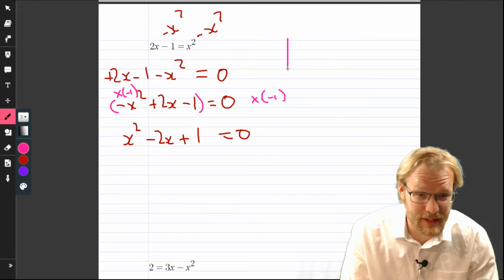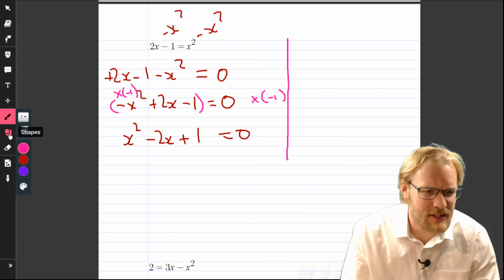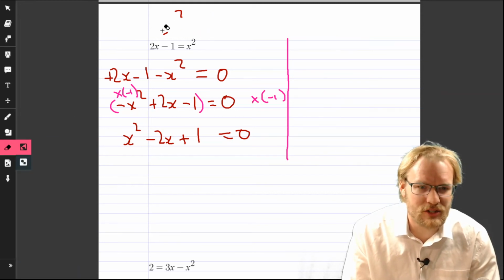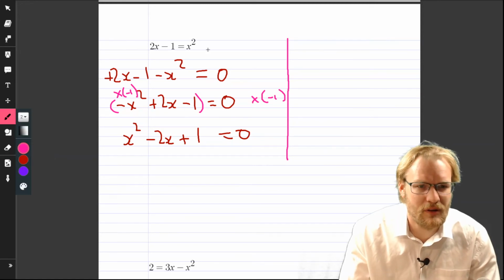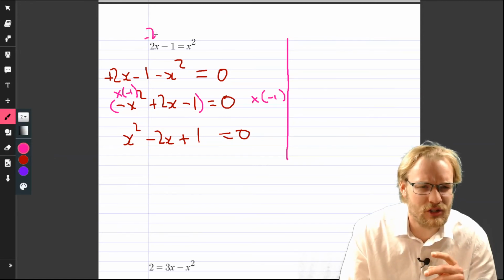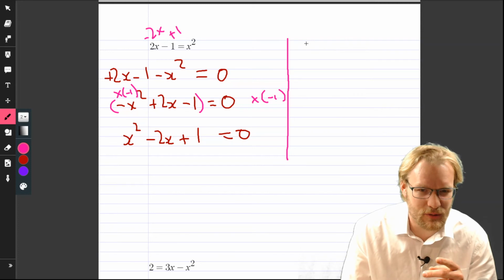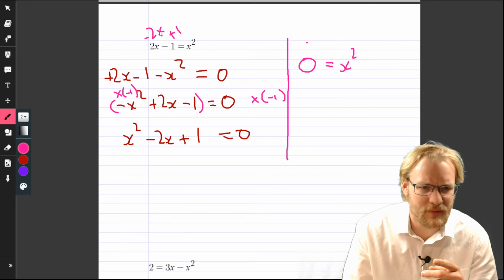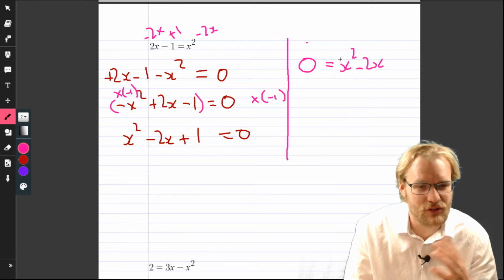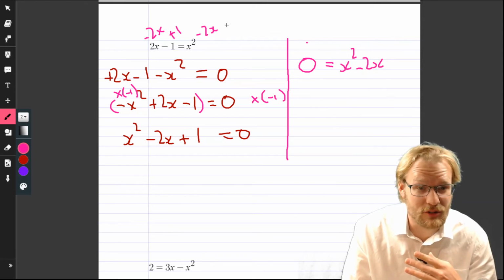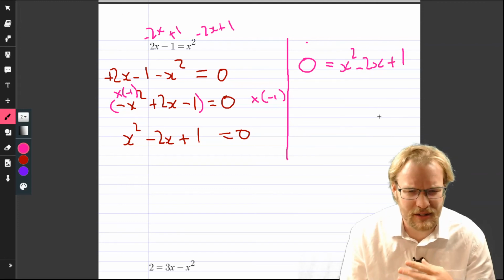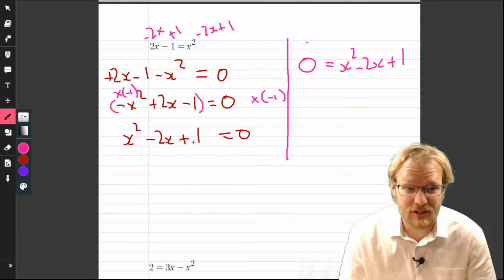As I said, I might have done this to start with and said, instead of at the beginning subtracting x squared everywhere, why don't we subtract 2x and add 1? So that on the left-hand side, we've got 0. And on the right-hand side, we've still got our x squared. We have to subtract 2x, because we've done that to the left-hand side, so we need to do it to the right-hand side. We need to add 1, because we've done it on the left-hand side, so we need to do it to the right-hand side. And hey presto, these two equations are the same. It doesn't matter which way around it goes.